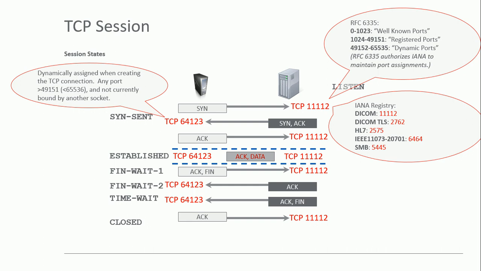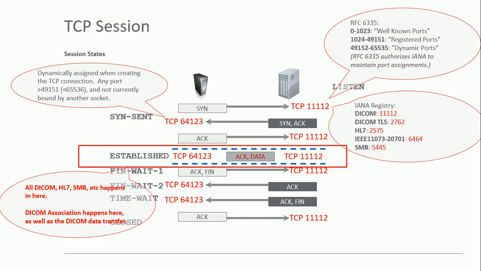We're going to talk about firewalls here in a few minutes, and I'll talk about how that affects all this. But everything that we do in DICOM, HL7, SMB, all of that stuff is going to happen inside that established area. So all the stuff that I talked about above and below the established state is happening in TCP.